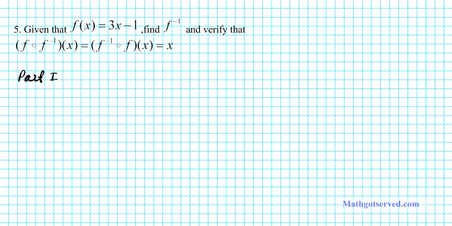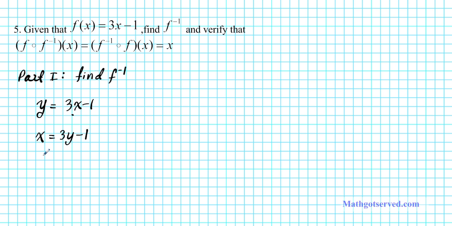Part 1, we are to find f inverse, the inverse of this function. So for symbolic convenience, I'm going to write f of x as y equals 3x minus 1. To find the inverse, we'll simply switch x and y. We have x equals 3y minus 1. We'll isolate y, and our new y will be the inverse. Okay? So let's go ahead and do that.